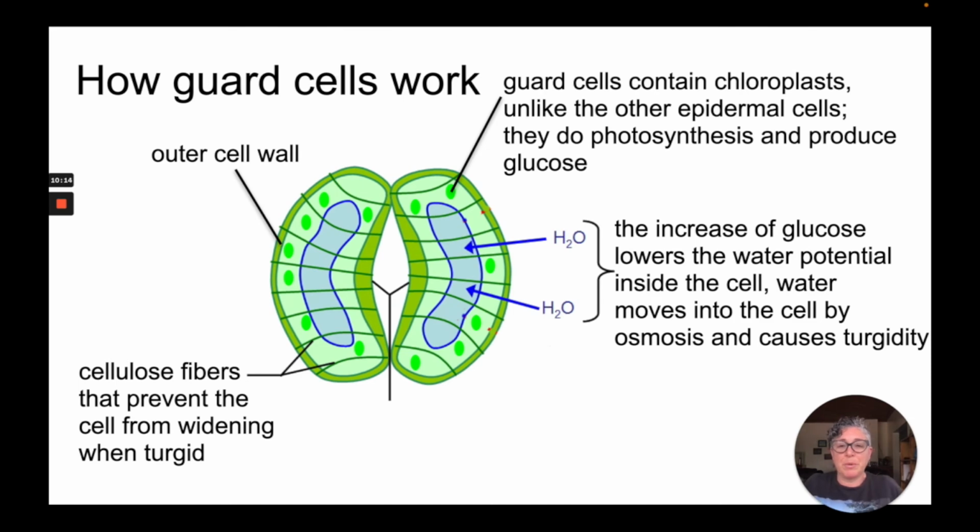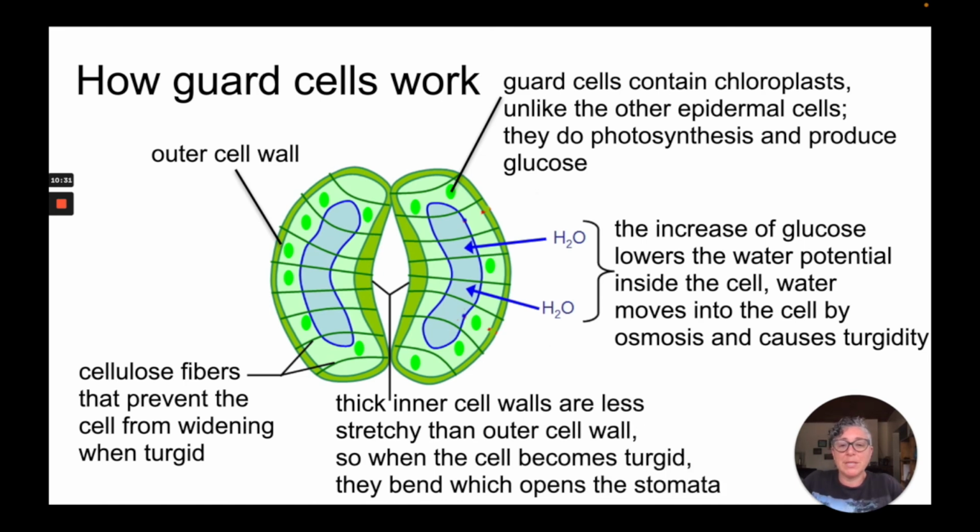Now, two things happen. Number one, there are these fibers that are running throughout the guard cell. These are cellulose fibers. They're going to prevent the cell from actually widening when turgid. So some other type of movement needs to happen. And what's going to happen is these thick inner cell walls become less stretchy because they're thicker than the outer cell wall. So when the cell becomes turgid, they're going to bend, okay, rather than stretch. And that is what's actually going to open the stomata.